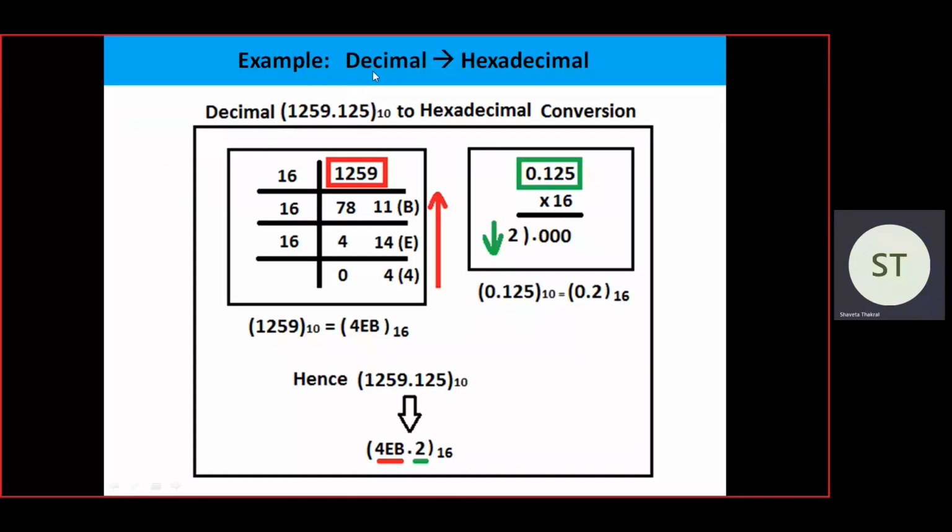For example, we have done this conversion, decimal to hexadecimal. For the number 1259.125, if we need to convert it to hexadecimal, we use the repeated division by 16 method. We get the result 4EB, and for the second part we get the result 0.2, because when we multiply it by 16, we get the result as 0, so we stop here and we get 0.2. So the final result for decimal to hexadecimal is 4EB.2.